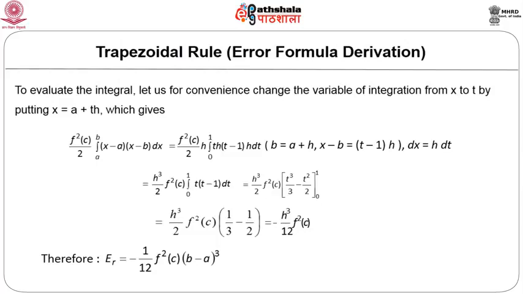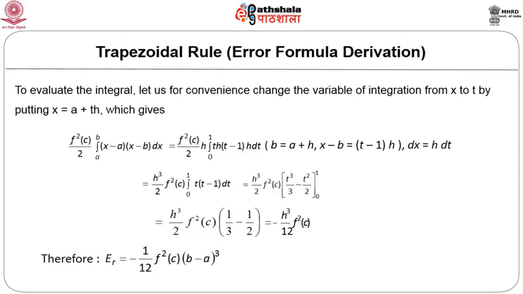So, the limits of the integral will become: when x is a, we get a equals a plus th, so t is 0, and when x is b, we get b equals a plus th, so the value of t becomes 1. So, the limits of integration become lower limit 0, upper limit 1, and inside, x minus a is th and b is a plus h. So, x minus b becomes a plus th minus a minus h, that is th minus h, and so it becomes (t minus 1) into h. So, our integral becomes f''(c) by 2, and dx becomes h dt. X is a plus th, so dx is h dt.